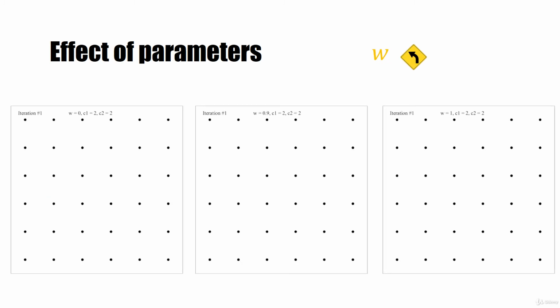In this experiment, the initial weight is changed. In the left figure, the initial weight is 0. In the middle figure, it linearly changes from 0.9 to 0.4. And in the right figure, the initial weight is always equal to 1. Let's run this experiment to see how the particles move.